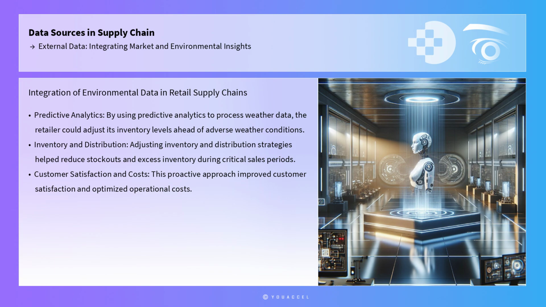For instance, consider the case of a global apparel retailer that successfully integrated external environmental data into its supply chain strategy. By using predictive analytics to process weather data, the retailer was able to adjust its inventory levels and distribution strategies ahead of adverse weather conditions, reducing stockouts and excess inventory during critical sales periods. This proactive approach not only improved customer satisfaction, but also optimized operational costs.